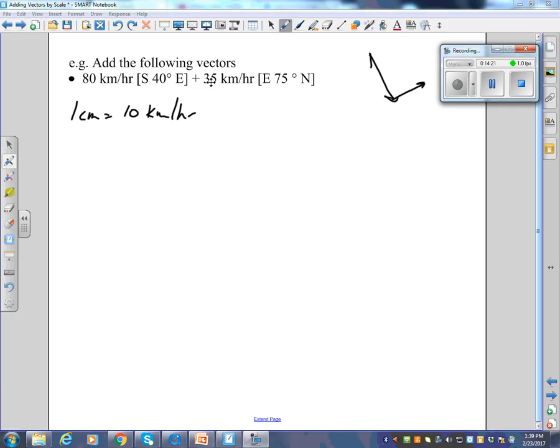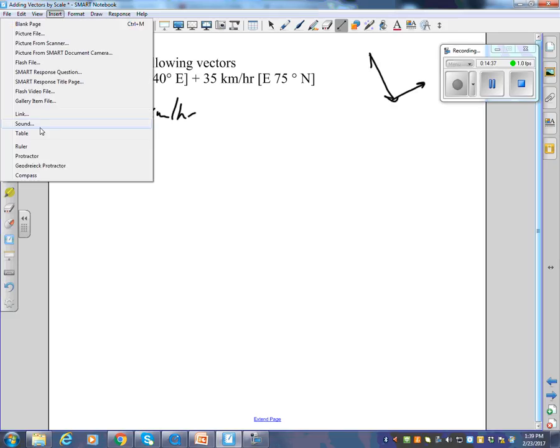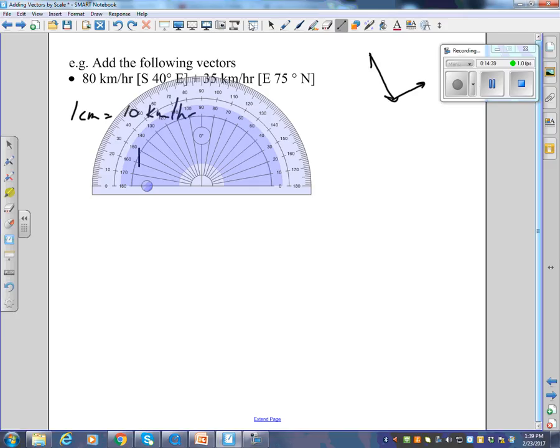Okay, so 1 centimeter equals 10 kilometers per hour. We're going south 40 east. So draw the reference line south. Lots of people say to me, how long should the reference line be? Doesn't matter. A centimeter is good, it doesn't matter. Because I'm going south, here's Leo's question: I'm going to start from the north, because I'm looking south. So I'm going to start at the north end, and I'm going 40 east.